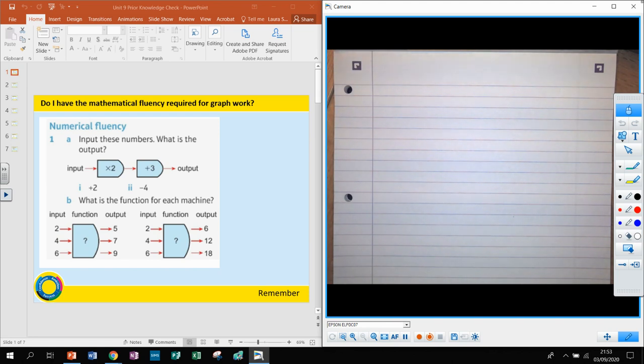Before we actually move into the graphing units, what we need you to do first is make sure that you understand the background information. So we are going to look at some fluency questions that relate to parts of the graph work that we are going to be doing. Okay, so first what I'd like you to do is press pause and try question 1 here, and then press play when you're ready to go through the answer.